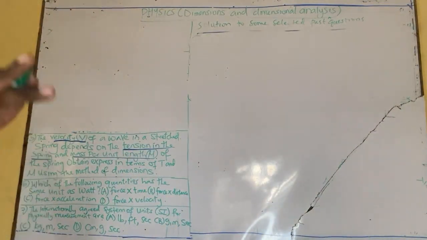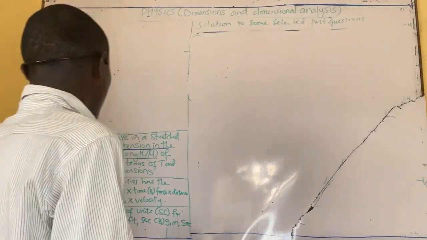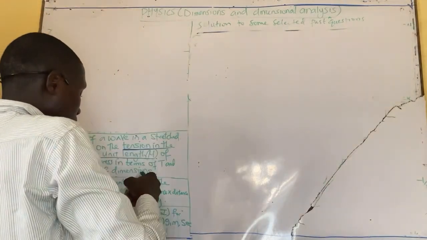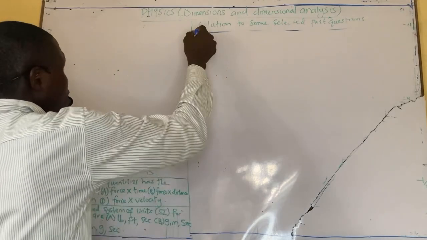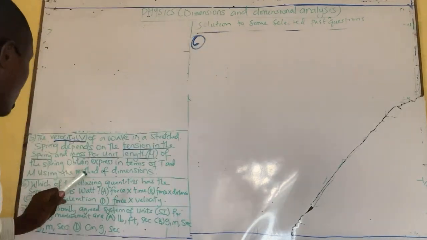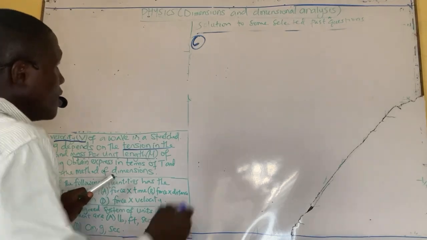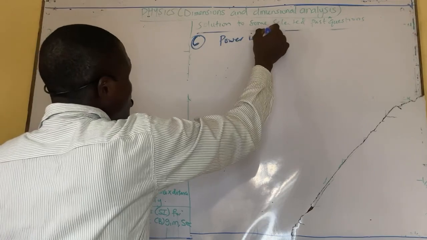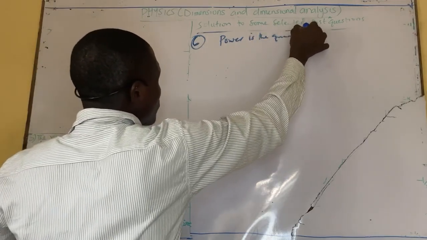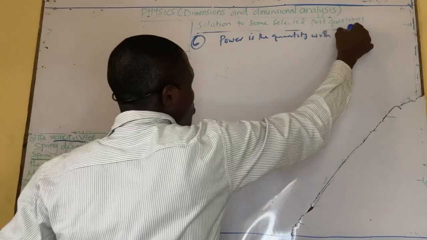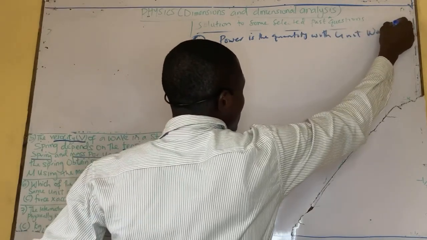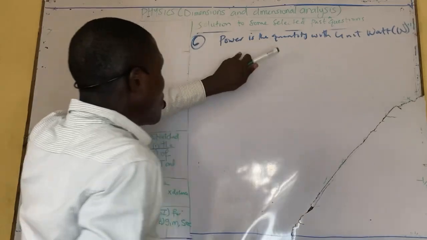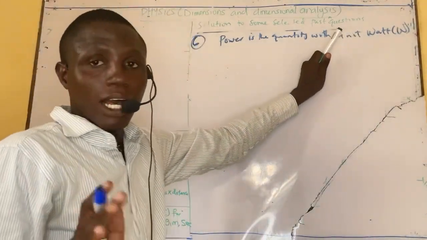Now, the first thing that should come to your mind as far as question number 6 is concerned is: which quantity has its unit to be what? The only quantity with the unit W is power. Power is the quantity with unit watt. So that's the way to start.